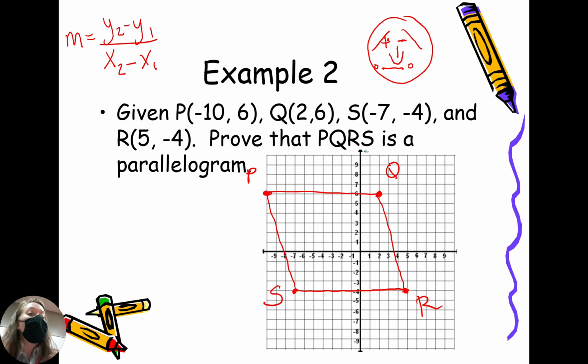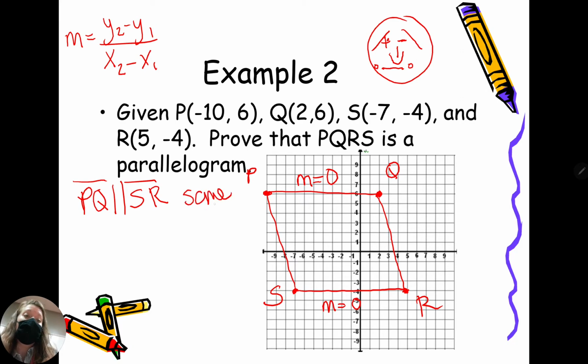Anyway, so we're going to find the slopes here. So SR is a vertical line, which according to our slope is a 0 slope. And PQ is another horizontal line. So our slope is again 0. So we know that PQ is parallel to SR. Yeah? Opposite, same slope. Same slope. So there's one set of parallel lines.